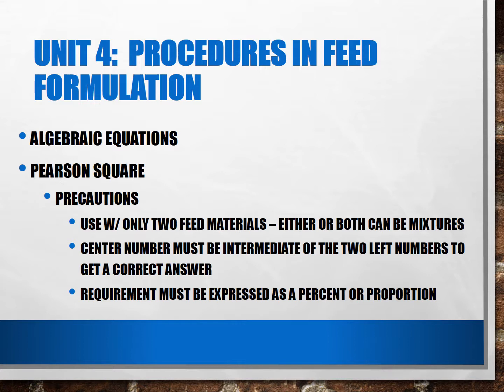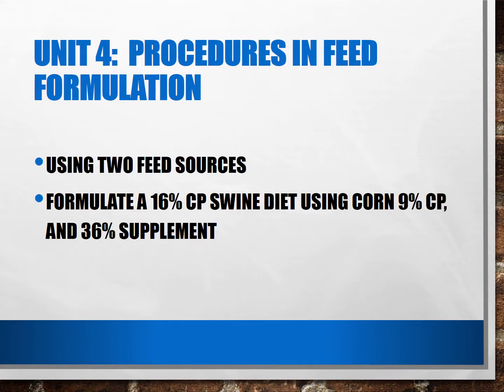If you find a question or example out there that I propose to you and that is not the case, the very simple answer to that is that the ration cannot be done with the Pearson square method and these two ingredients. So those requirements then are expressed as a percent or a proportion, and we'll get into an example here in a second. Again, we're going to use two feed sources, so let's start our example here.